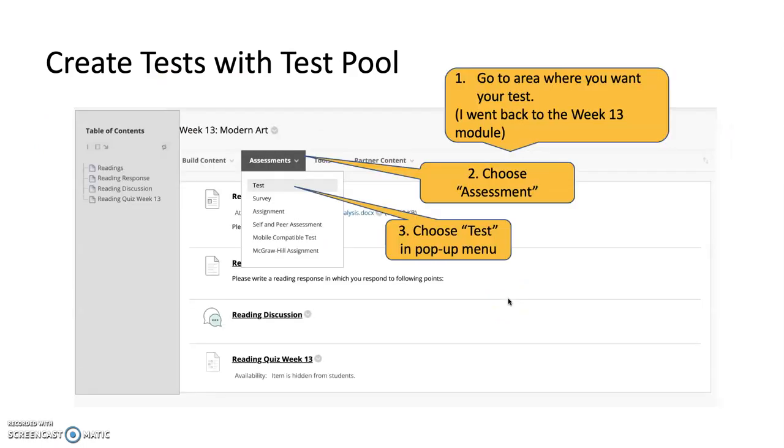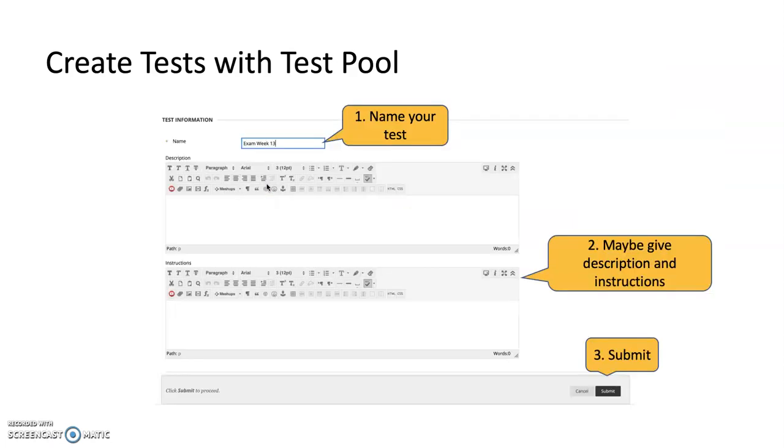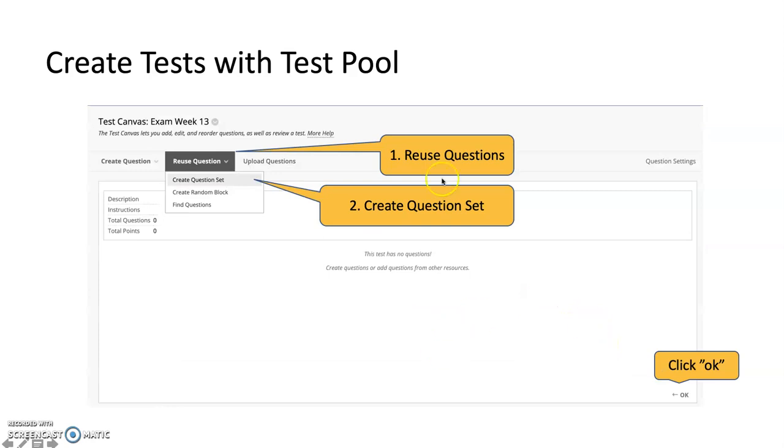And then you go where you want to create your test. You create the shell, and then you draw in these questions. So I go back to my modern art folder here, and I create a new test here. And again, I go to my assessments. I choose test in the pop-up menu. And I create my test. I name my test, all the things we did before to create this shell. And I submit it.